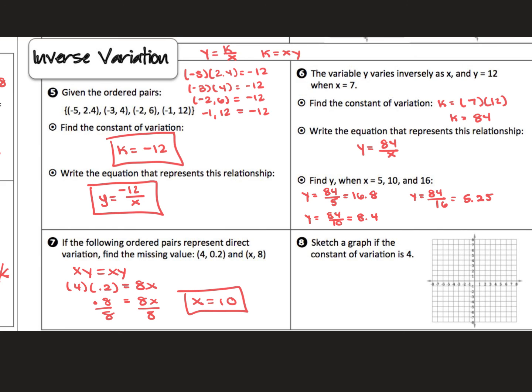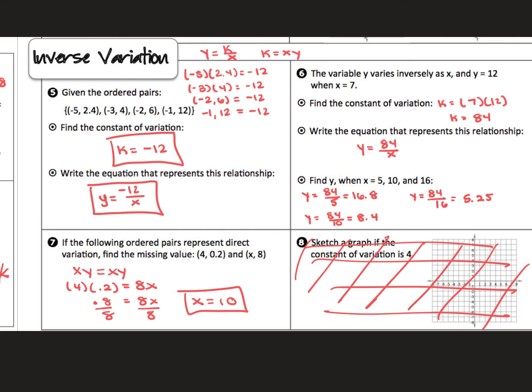We're not going to worry about that one because we do not have to sketch the graph of an inverse variation, only for direct variation in Algebra 1. So we are going to skip number 4.